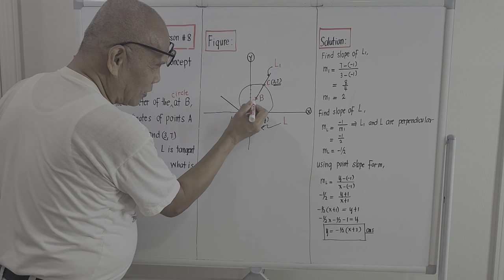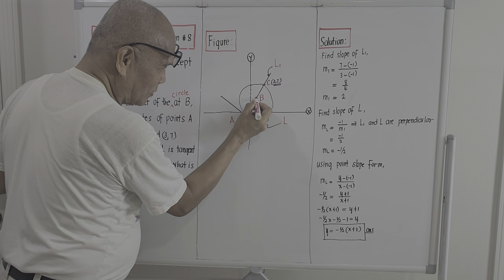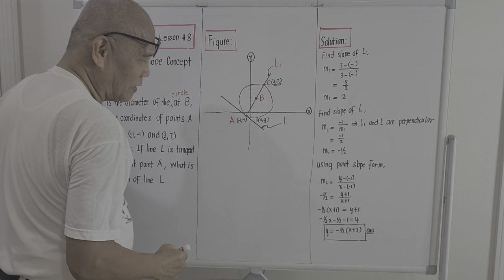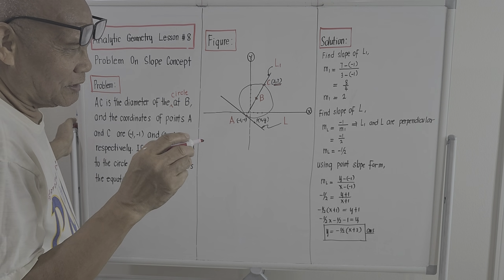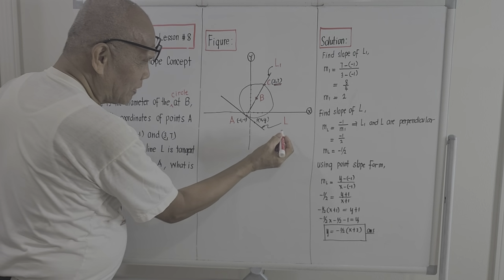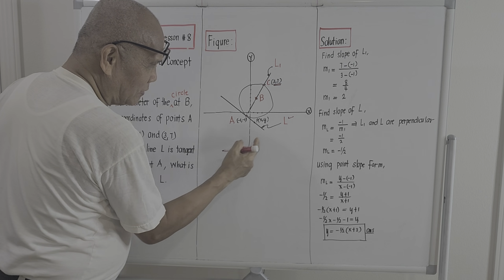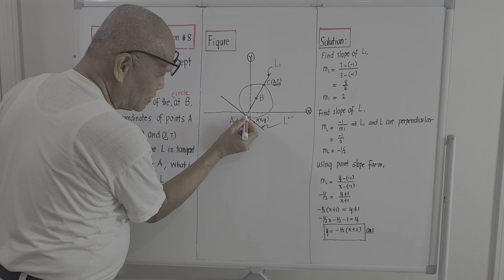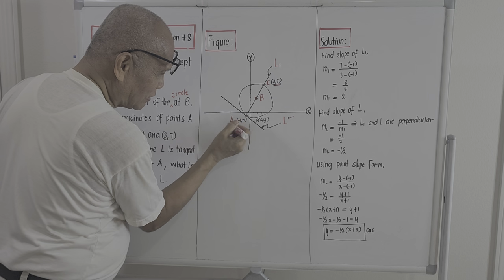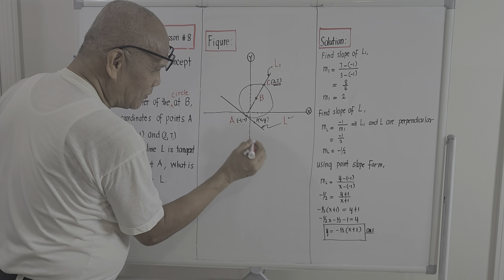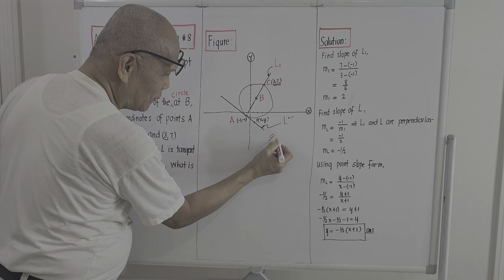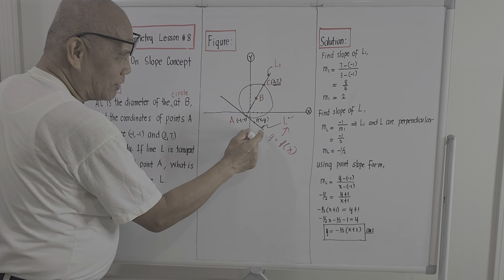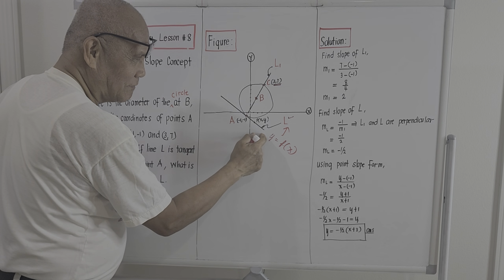And the center of the circle is at this point here. We are not given the center of the circle. It is just given that point B is the center of the circle. And there is a line designated by capital letter L. This line is tangent to the circle at point A. The point of tangency is at point A. The problem is asking what will be y equal to a function of x of that given line. What will be the equation of this tangent right here?